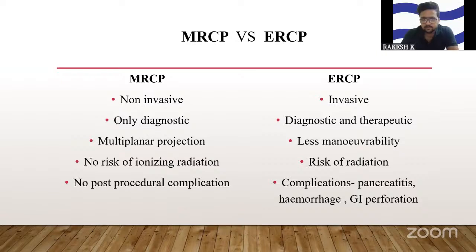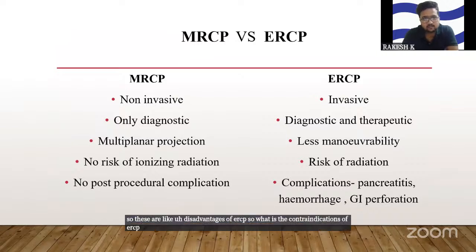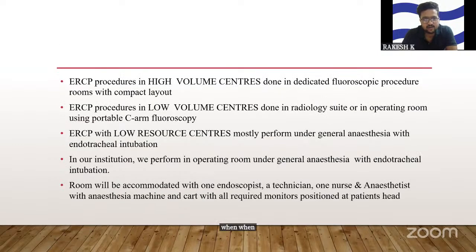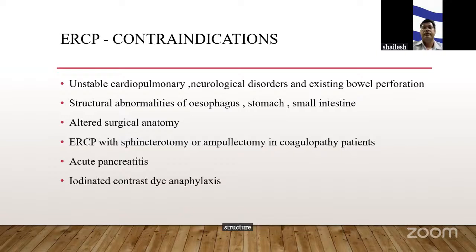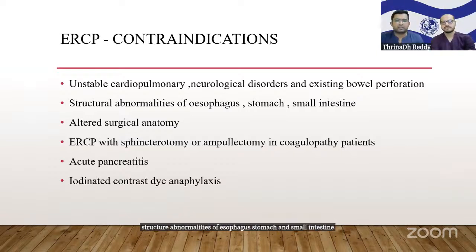So these are like disadvantages of ERCP. So what are the contraindications of ERCP? The contraindications of ERCP are if the patient is having unstable cardiopulmonary status, neurological disorders, existing bowel perforation, structural abnormalities of esophagus, stomach, and small intestine, altered surgical anatomy, ERCP with sphincterotomy or ampullectomy in coagulopathy patients, acute pancreatitis patients, and patients who are sensitive to iodinated contrast.